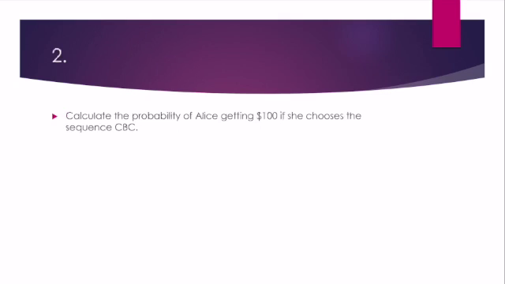Okay, so the next thing I want you to do is calculate the probability of Alice getting $100 if she chooses the sequence Carol, Betty, Carol. And remember, she has to win 2 consecutive games. So my recommendation would be to set this up using a tree diagram, okay? First thing she does is play Carol. And she either wins or she loses. How often does she win against Carol? 0.5. How often does she lose against Carol? 0.5.